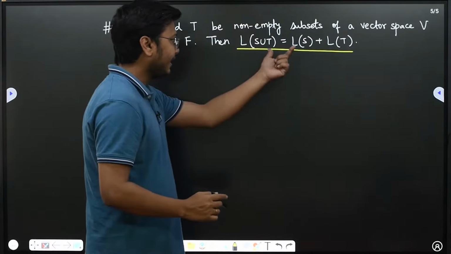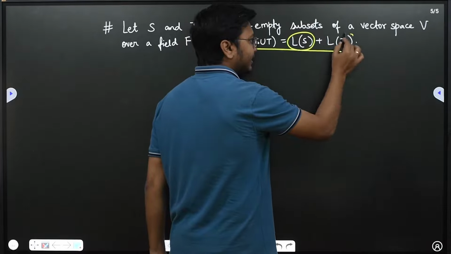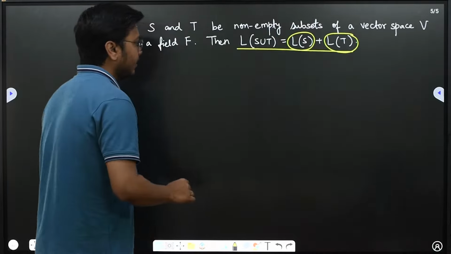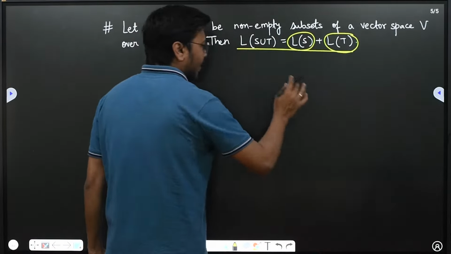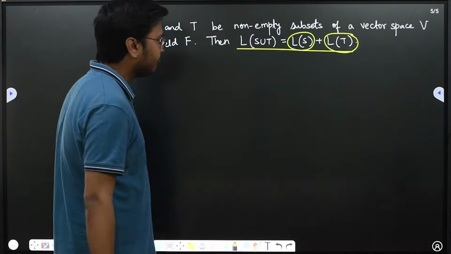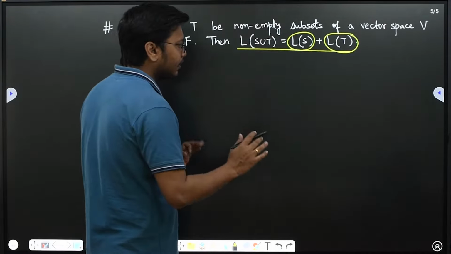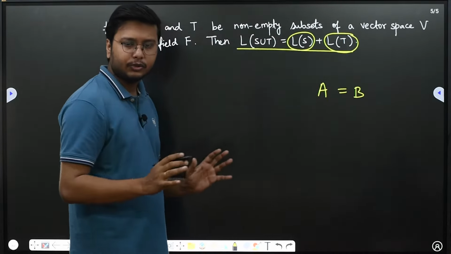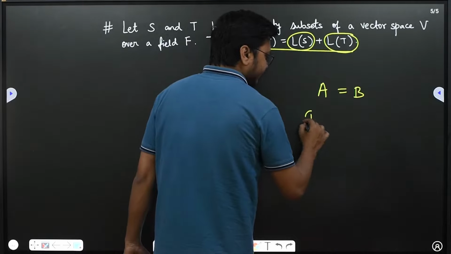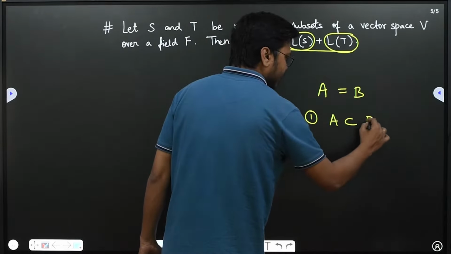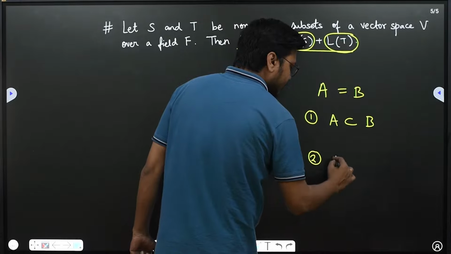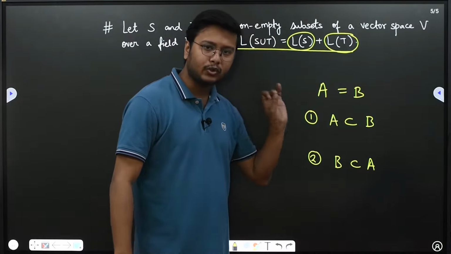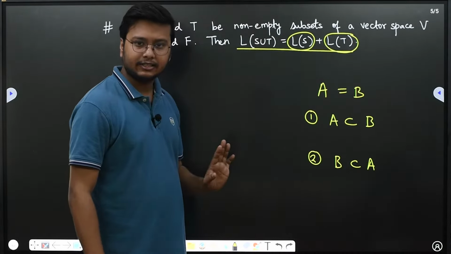This was something we have done before, so I will not go into that. So here in this case, L(S) is a subspace itself, L(T) is a subspace itself, so sum of two subspaces is nothing but linear sum. Okay, so now I won't try to draw the Venn diagram for this. Again, simple logic. If I have to show that a set A is equal to a set B, how do we show that two sets are equal? The first thing that we try to show is A subset of B. The second thing that we try to show is B subset of A.